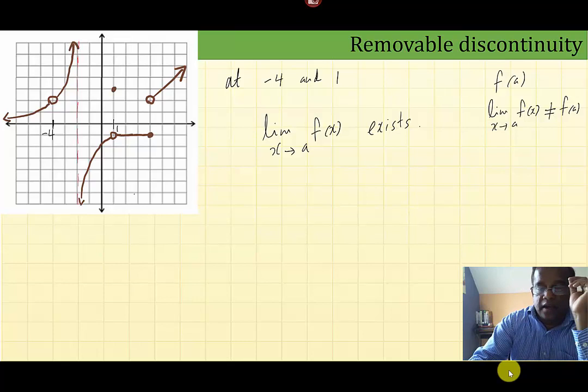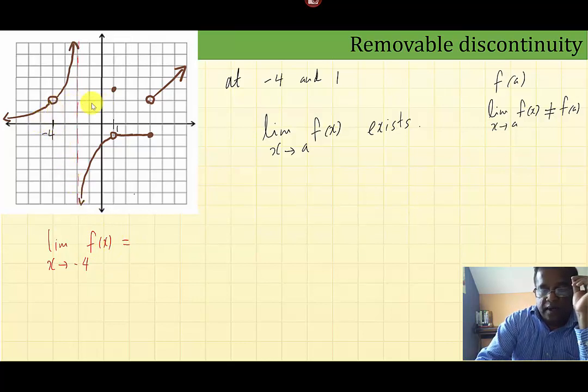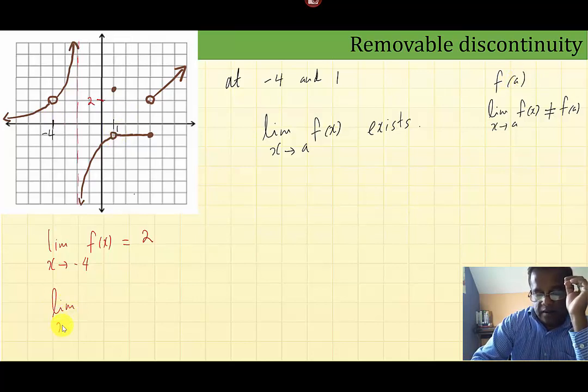Now you can see at negative 4, the limit exists. As x approaches negative 4, f of x approaches 2. So the limit exists. Here this is a removable discontinuity because f of negative 4 does not exist. And also in this situation you can see the limit exists. The limit as x approaches 1 of f of x is negative 1.